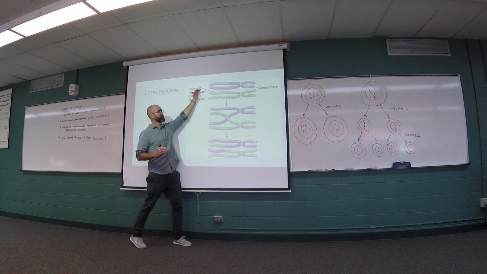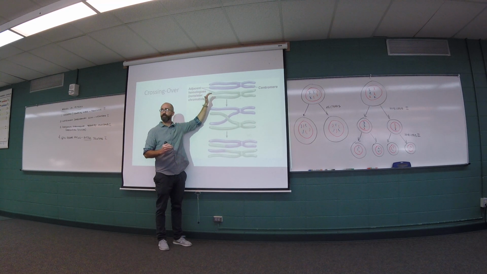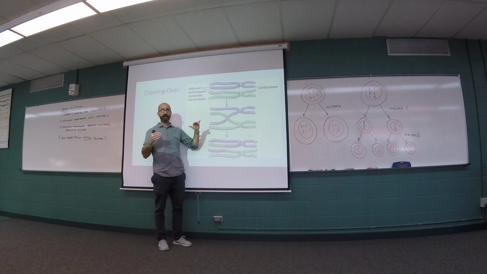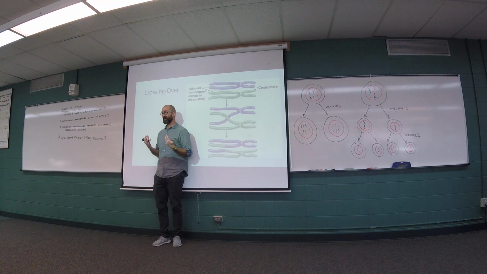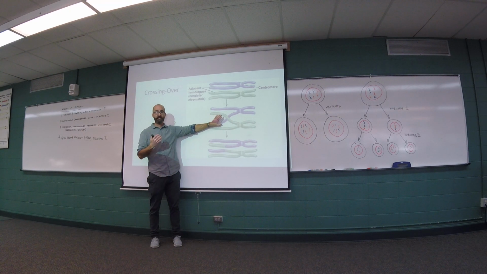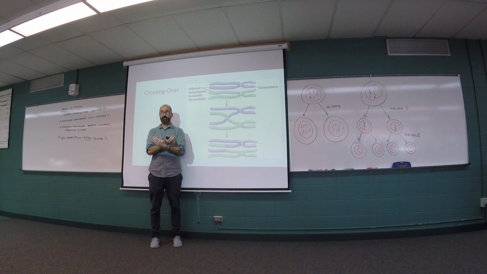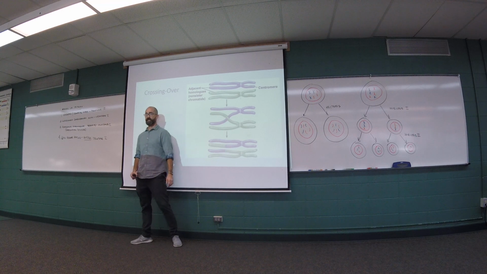We have a chromosome from dad and a chromosome from mom, and during prophase 1, they align. They're paired up and held together by cohesins. And then occasionally, and actually it's lots more frequently than occasionally, they'll exchange genetic material by flopping over on each other. This leg flops over on top of that leg, and they exchange genetic material.